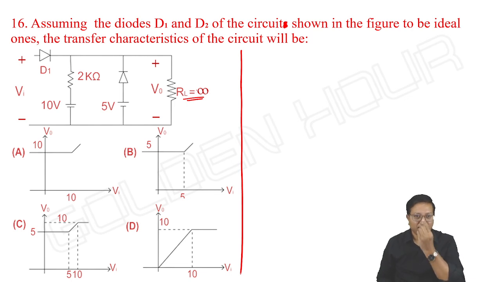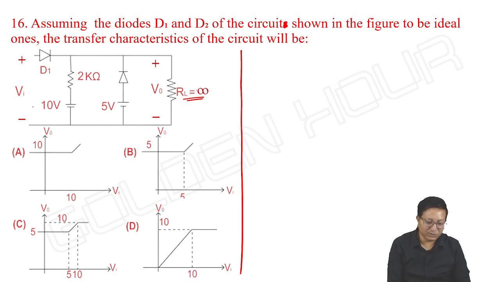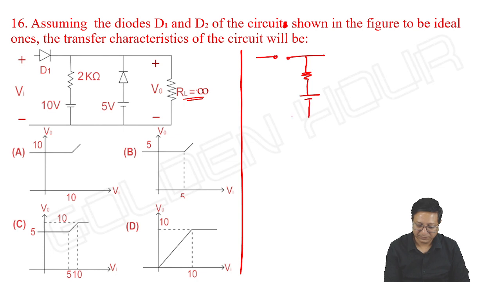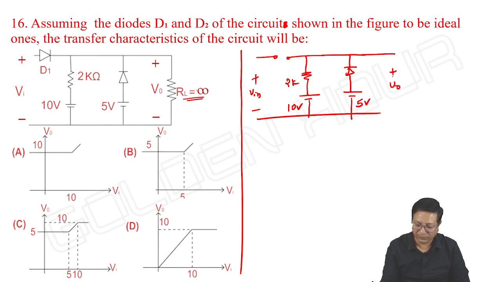Okay, initially if the input is 0 or negative, what happens? D1 is off. And what about D2? If D1 is off, it acts as open circuit, and it is a 10 volts, 2K, input, 5 volts. I'm just removing the load resistor. It is given as infinite.